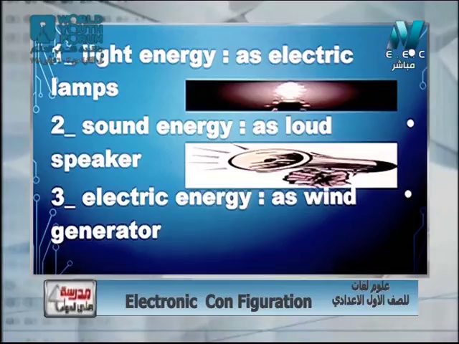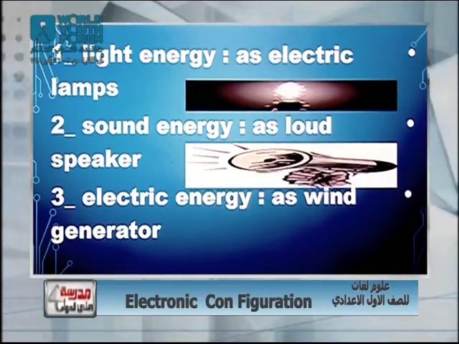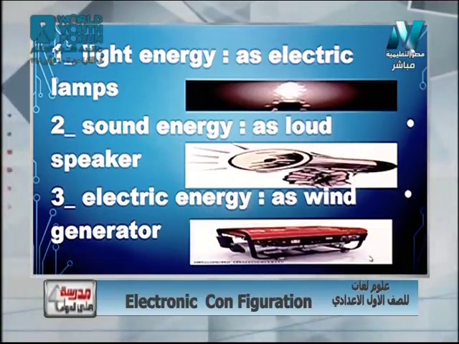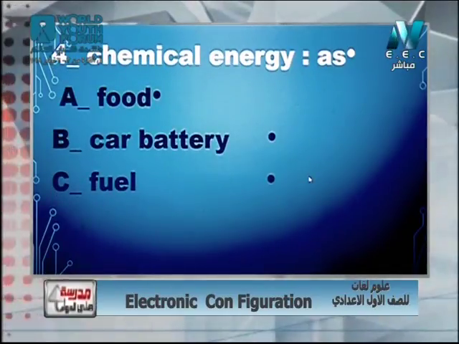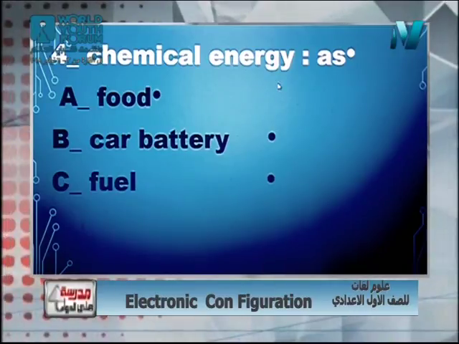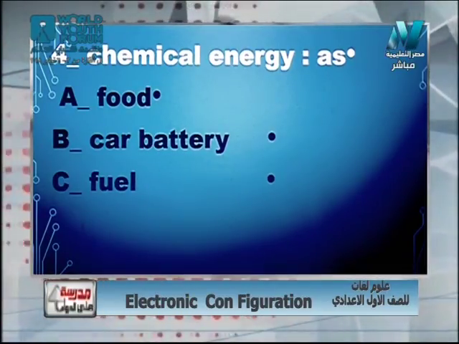Electric energy, that generator that generates electricity. So it's electric generator, not wind generator. Number 4, chemical energy as food. Food contains chemical energy that changes inside our bodies to kinetic and heat.